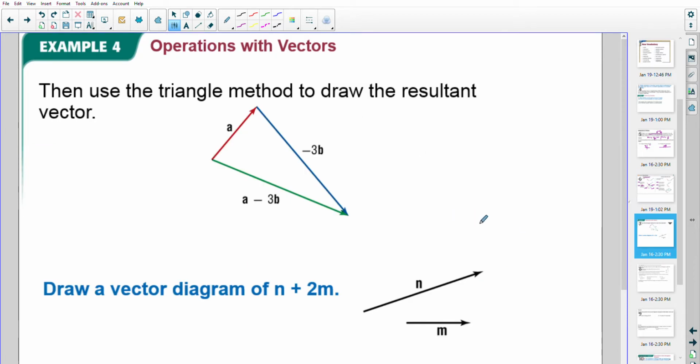Now, if the directions are just to draw, such as draw vector n plus 2m, what you would do is put 2 m's onto that particular drawing, and then draw in the resultant. So that's going to be something like this. This would be your n plus 2m.